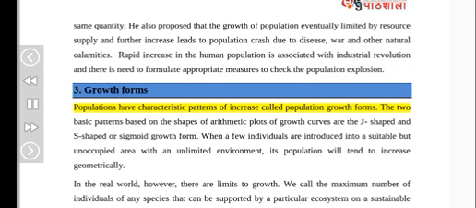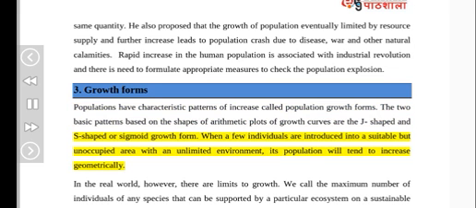3. Growth forms. Populations have characteristic patterns of increase called population growth forms. The two basic patterns, based on the shapes of arithmetic plots of growth curves, are the J-shaped and S-shaped or sigmoid growth form. When a few individuals are introduced into a suitable but unoccupied area with an unlimited environment, its population will tend to increase geometrically.